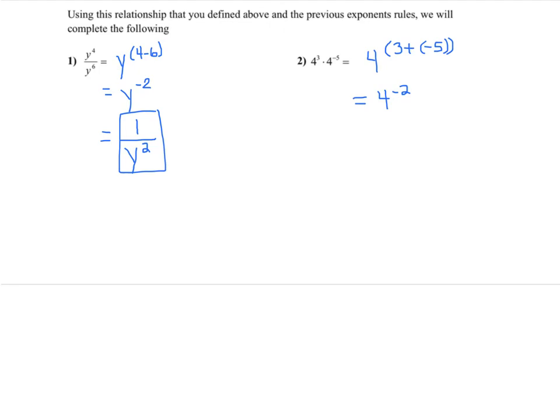So we can't have a negative exponent. Therefore, we're going to create a fraction, and we're going to place 4 to this negative 2nd power underneath 1 to make it positive. So our answer is 1 over 4 to the 2nd power. But we can expand that. So we have 1 over 4 times 4 equals 16. So our final answer is 1 over 16.